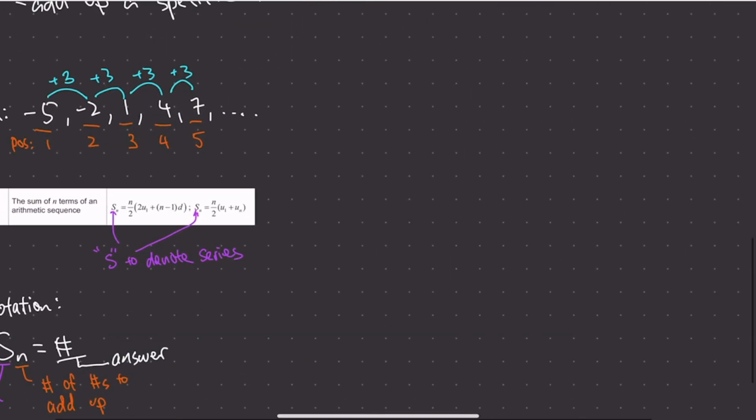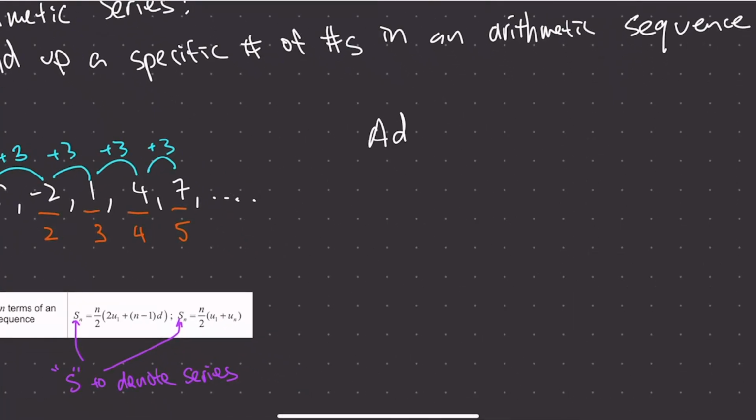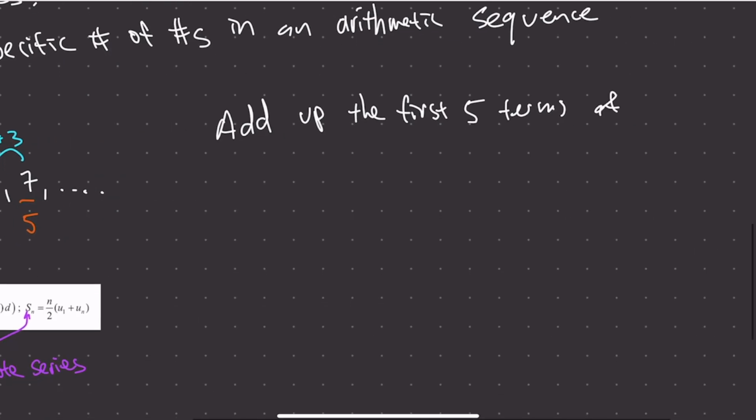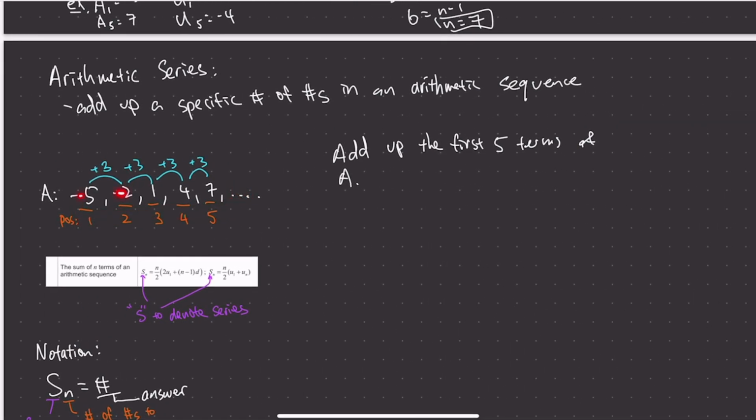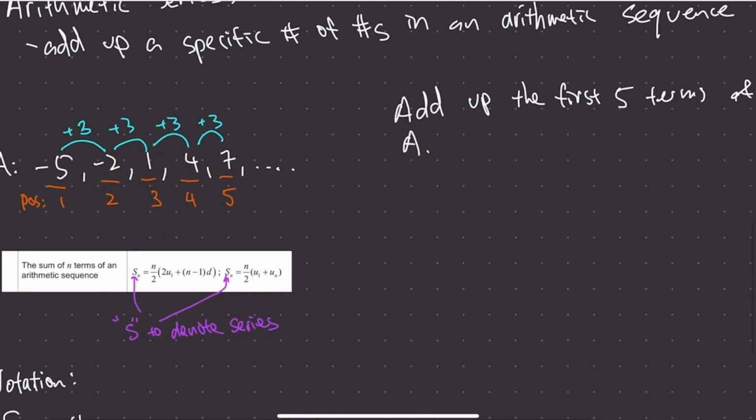To give you a simple example, let's say we want to add up the first 5 terms of A. What does that mean? We need to add up these 5 numbers: negative 5 plus negative 2 plus 1 plus 4 plus 7. Obviously, you can put that in your calculator, but that's slow. We want to use the quick method, which is using this formula here. So we can write Sn is equal to n over 2 times u1 plus n minus 1 times d.